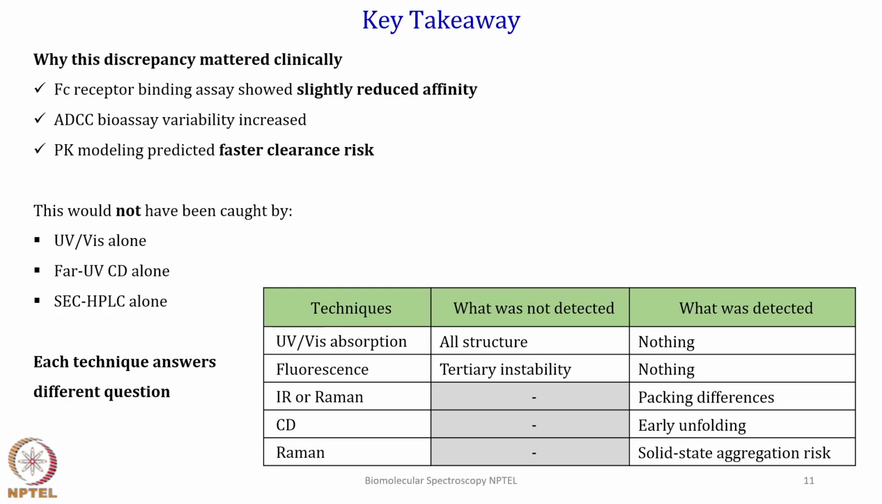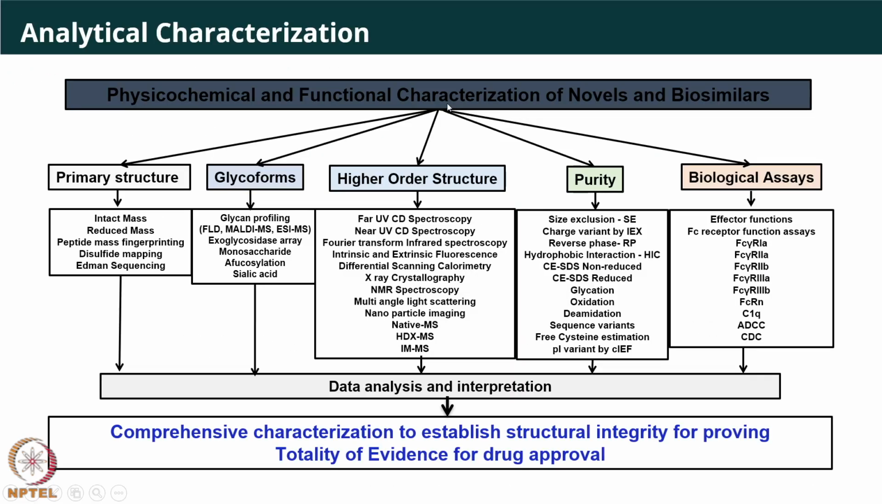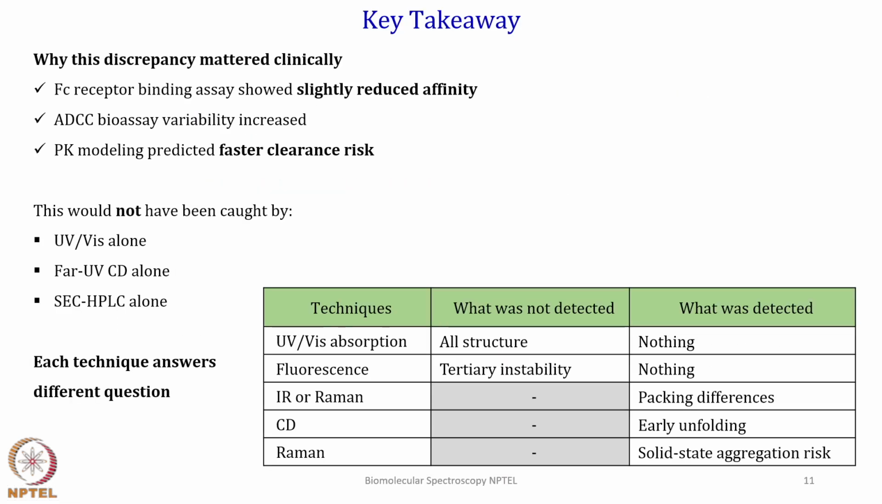So, what I want to emphasize for biosimilar or novel biologics, the main thing is you have to show that if there is a discrepancy, why this discrepancy is happening. If it is not a discrepancy, it has to give the totality of evidence that we talked about. So, using a suite of analytical techniques, we have to prove the totality of evidence that our biosimilar is the same as the approved drug, right. So, all these you have to do.